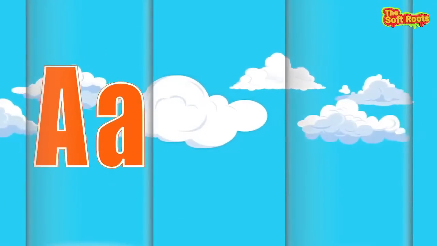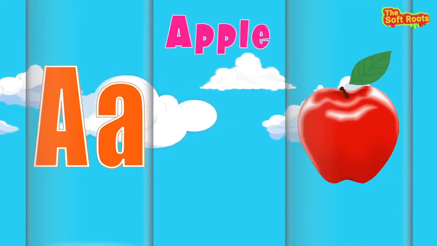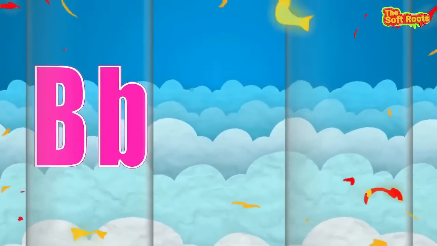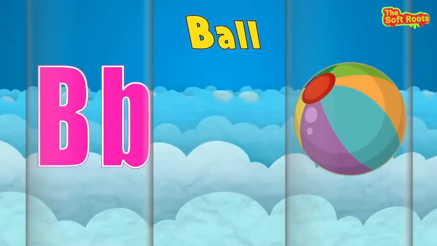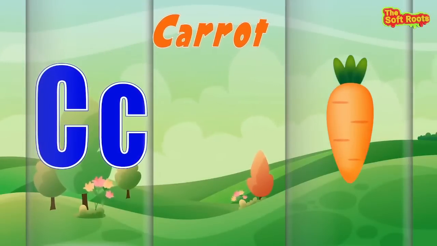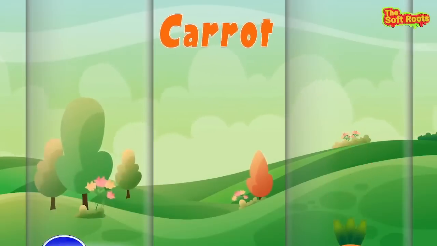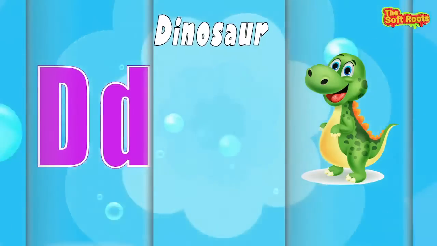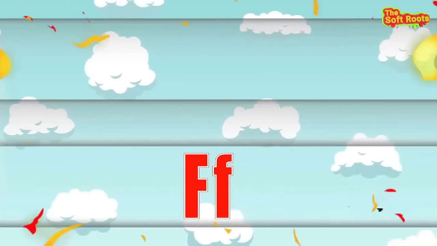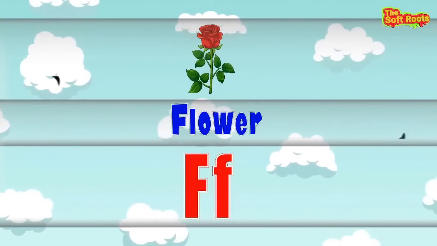Apple. B is for ball. C is for carrot. D is for dinosaur. E is for elephant. F is for flower.